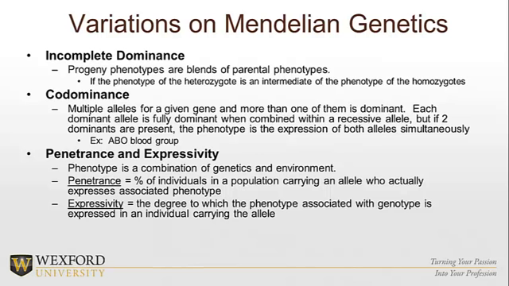Codominance is when more than one option is dominant. We're going to see this with our blood types. Each allele is fully dominant. You have both traits fully, but if both dominants are present, you have the phenotypical expression of both simultaneously. And once again, a key example there is our blood types, and we'll get into that.